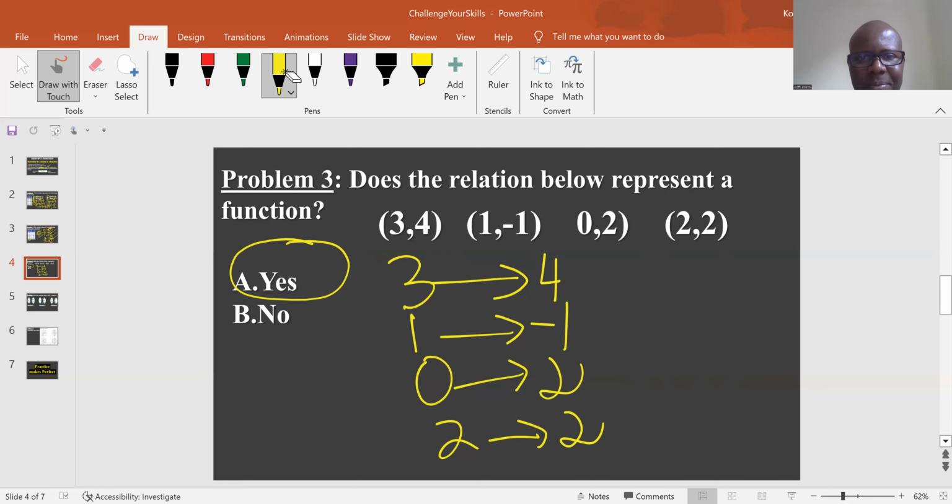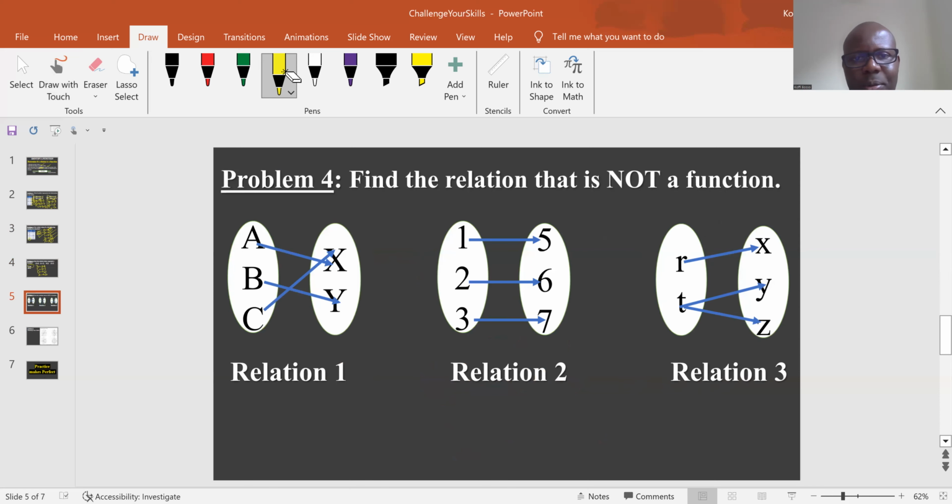The next problem. Wow. Problem 4. Find the relation that is not a function. Relation 1 is a function. Why? Because if you take A, it has only one output. You take B, it has only one output. You take C, it has only one output. That verifies the 3 conditions. Okay. It's a relation. It's a function.